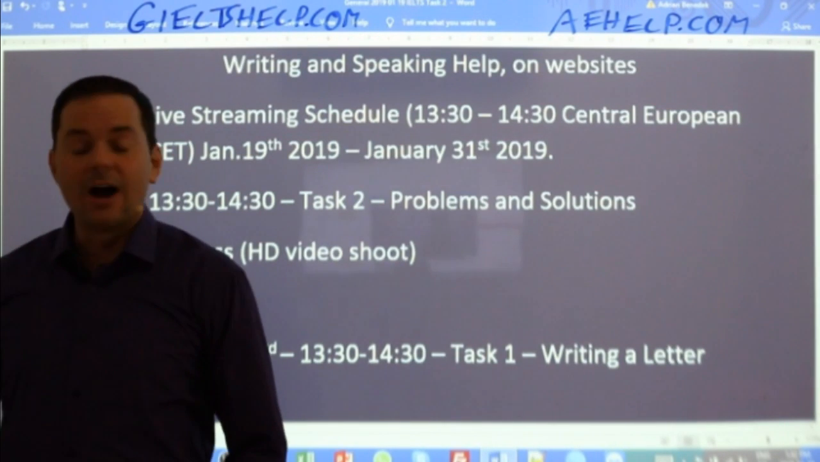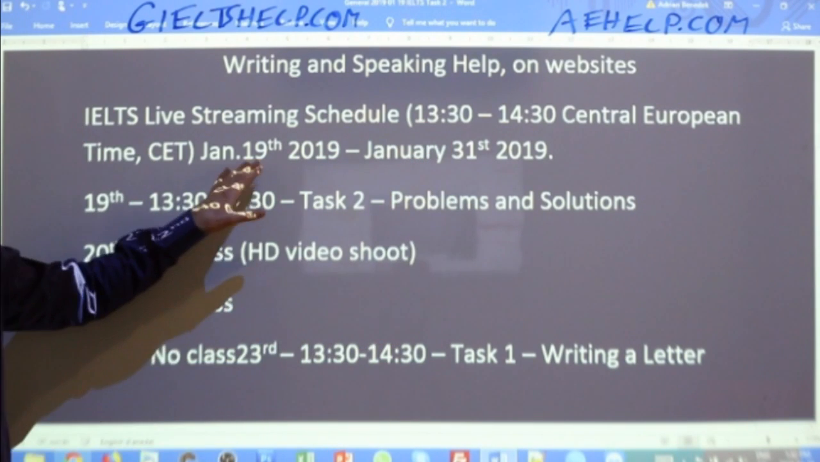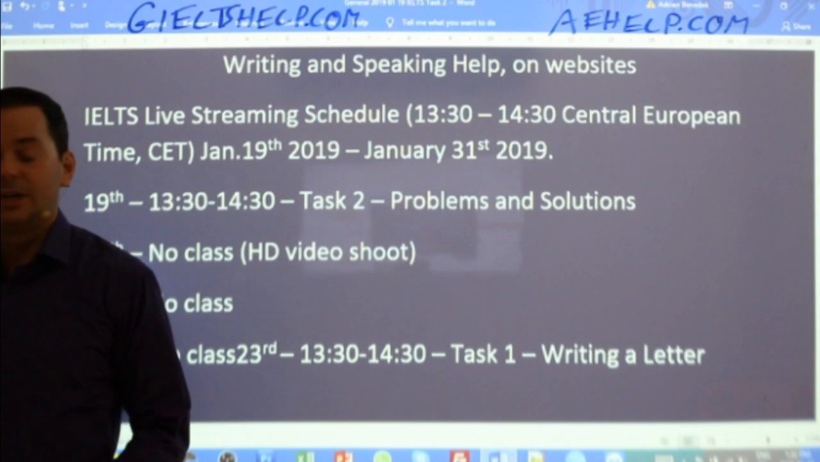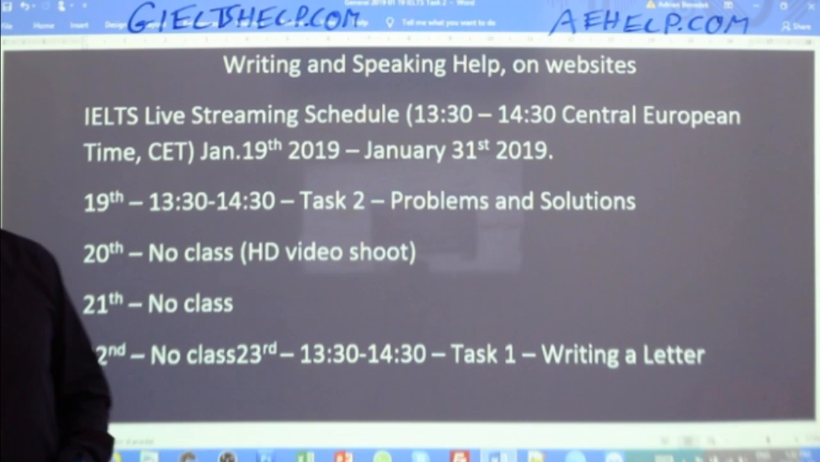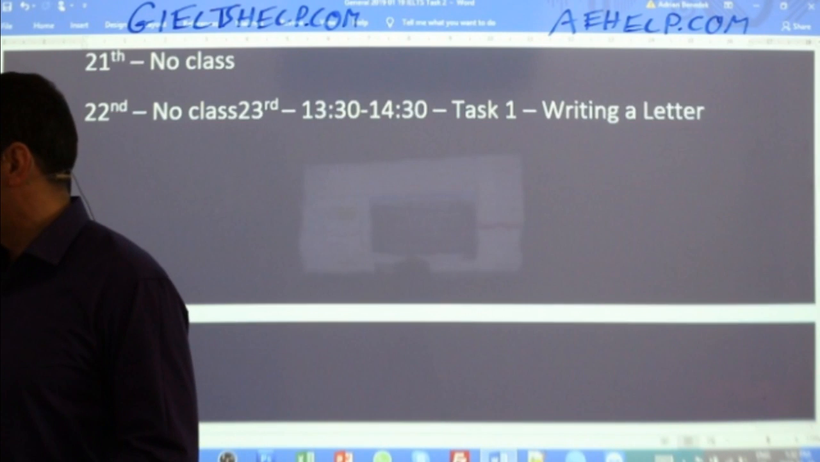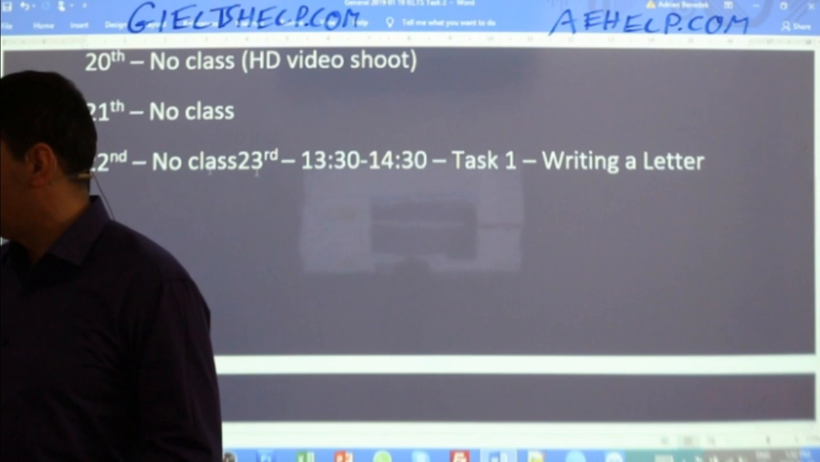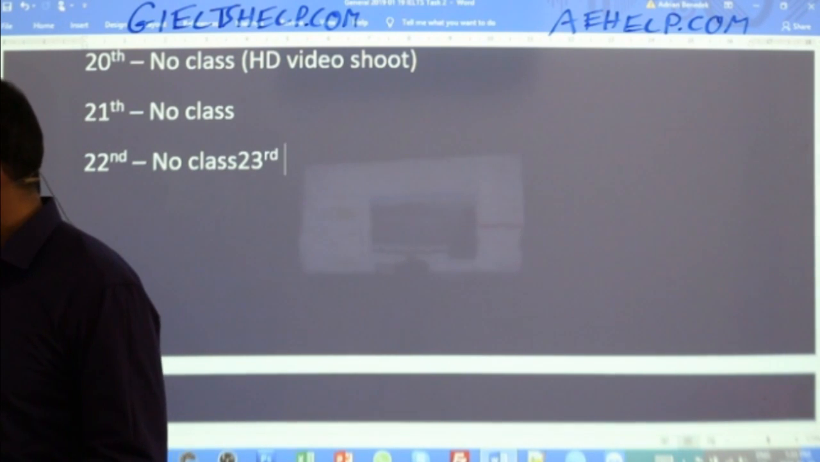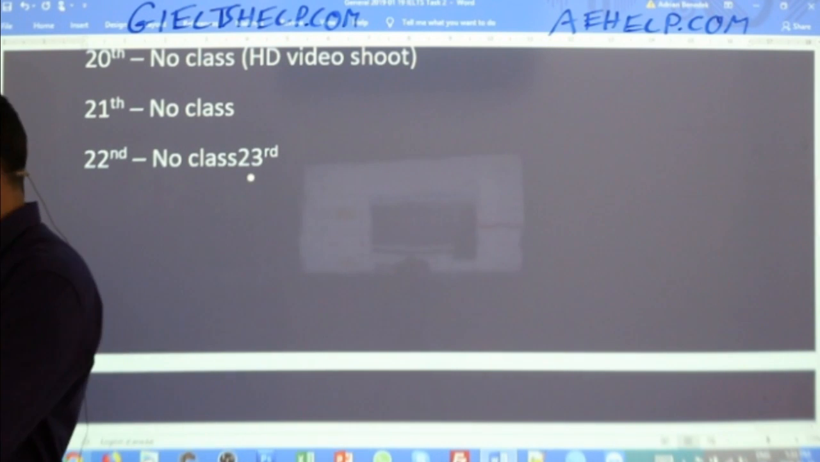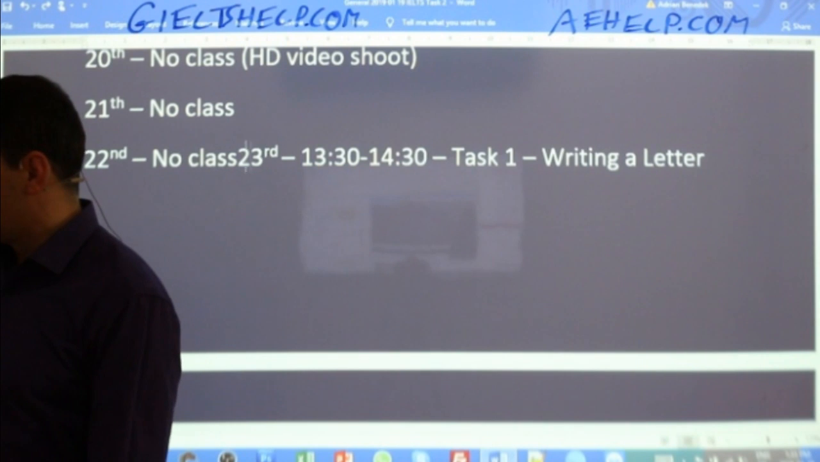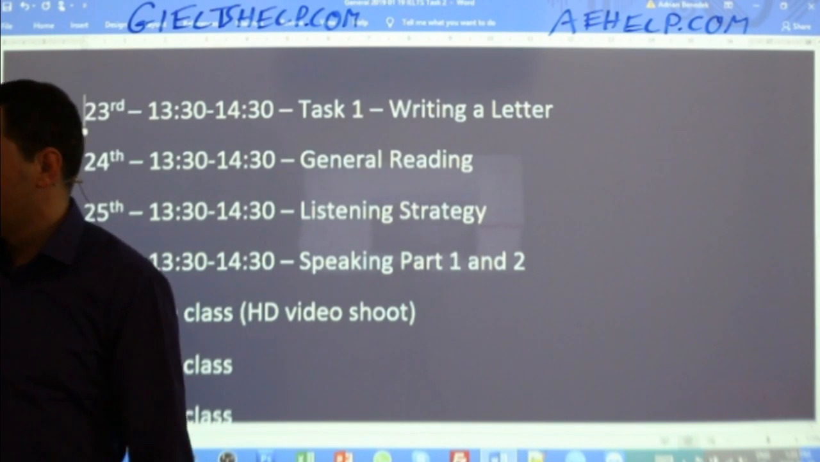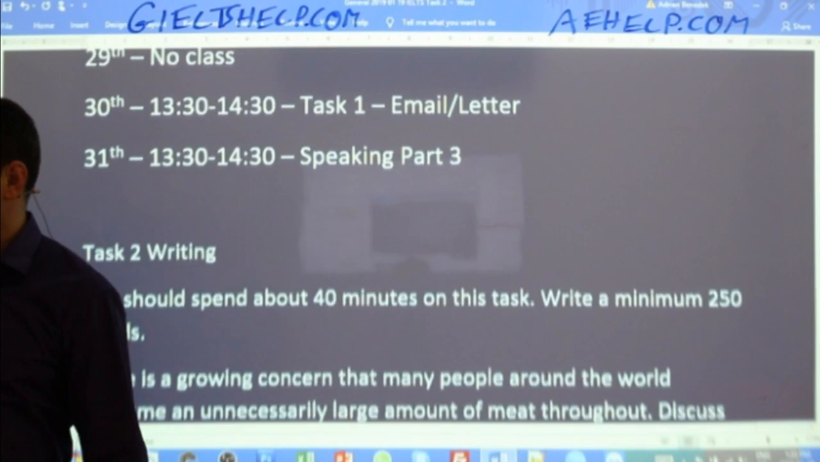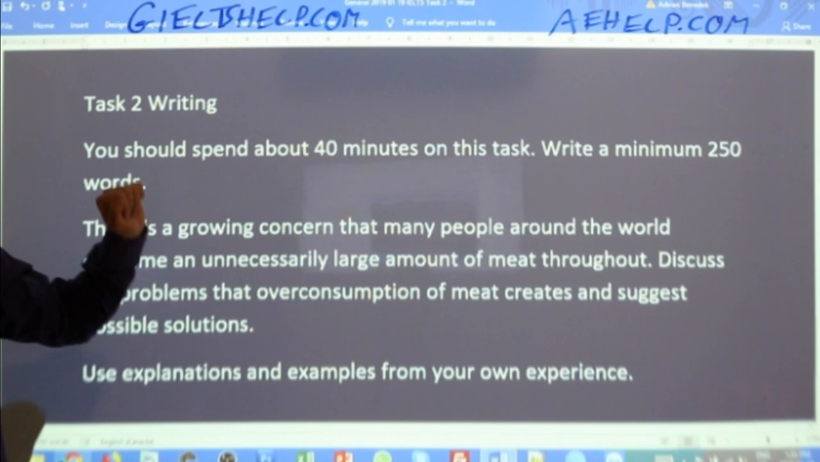Okay, here's a look at our updated schedule, students. We're looking at the 19th all the way to the end of the month, the 31st. Today, again, we're doing a Task 2 example. Tomorrow, Monday, Tuesday, there is no class. Sorry, my mistake, on the 22nd there is no class. It should be the 23rd. Okay, so 22nd, no class. And then 23rd, Task 1, letter writing, 24th, general reading. And then here's the schedule all the way to the 31st. And at the bottom, we have our Task 2 question for today.